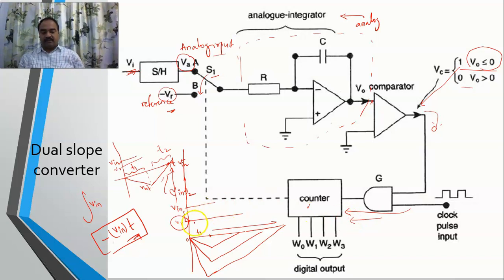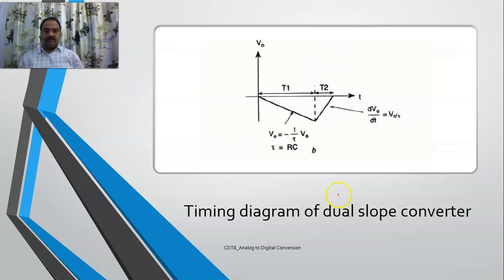Understood? So let us suppose it is lower than V reference, then its slope will be very small, and you may get it very quickly. This is how, depending upon the magnitude of input voltage, the number of pulses which enter into the counter is going to vary. The higher your input voltage, the more pulses are going to enter. The lower, the fewer pulses are going to enter. Understood?